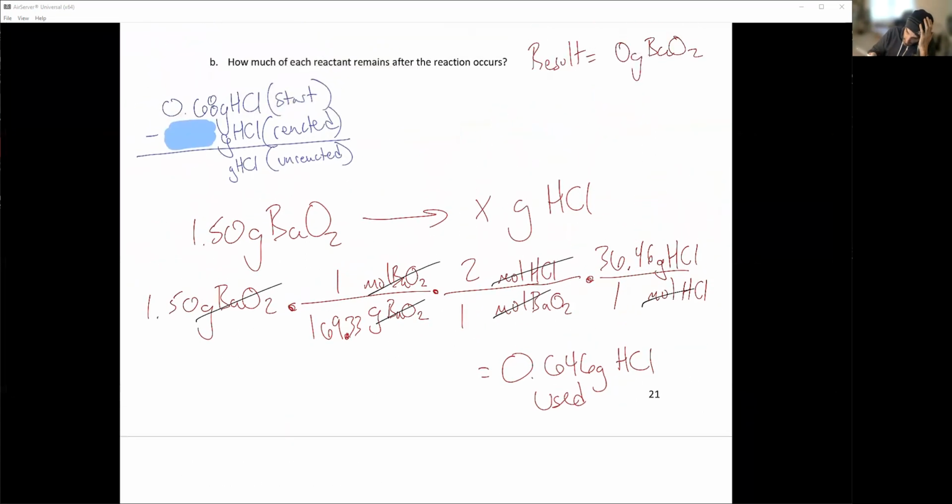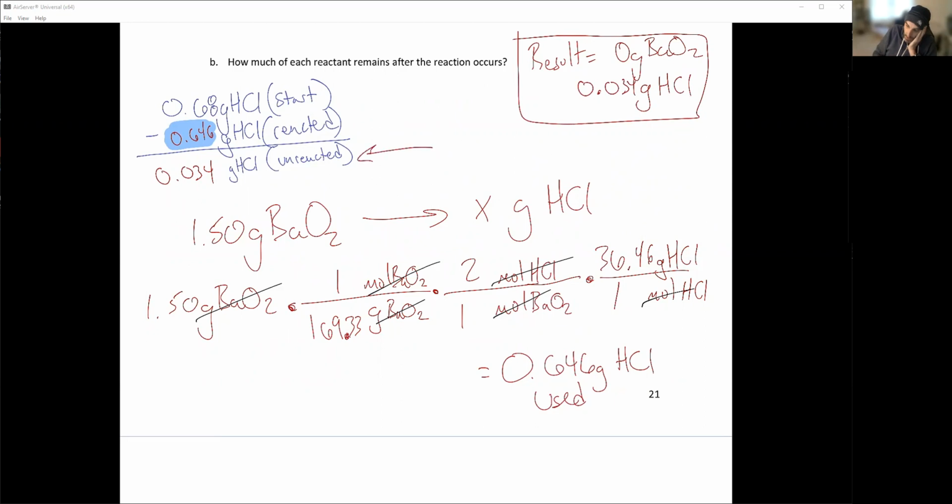So now I can plug this in. 0.646 grams. So 0.68 minus 0.646. Again, I can probably do this math, but I don't feel like it. It's Sunday. 0.68 minus 0.646 gives me 0.034 grams of HCl. So at the end of this, I have 0 grams of barium peroxide and I have 0.034 grams of HCl remaining. This is what remains unreacted.